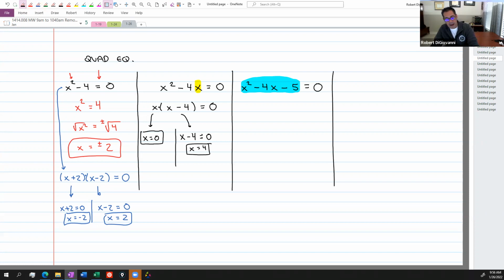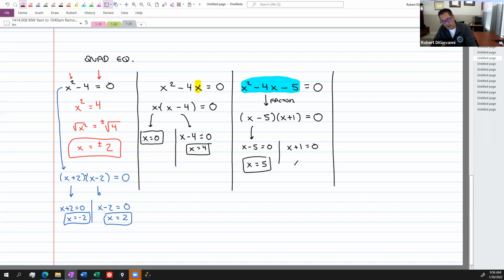We are actually going to factor this side. We're going to factor. And now I'm not going to show the steps, okay? I'm going to assume that you would go do this. You would figure out that this is x minus 5 times x plus 1, and then equals 0. So you factor this side, and now you set each of those factors equal to 0. So you have two solutions here, 5 and -1.